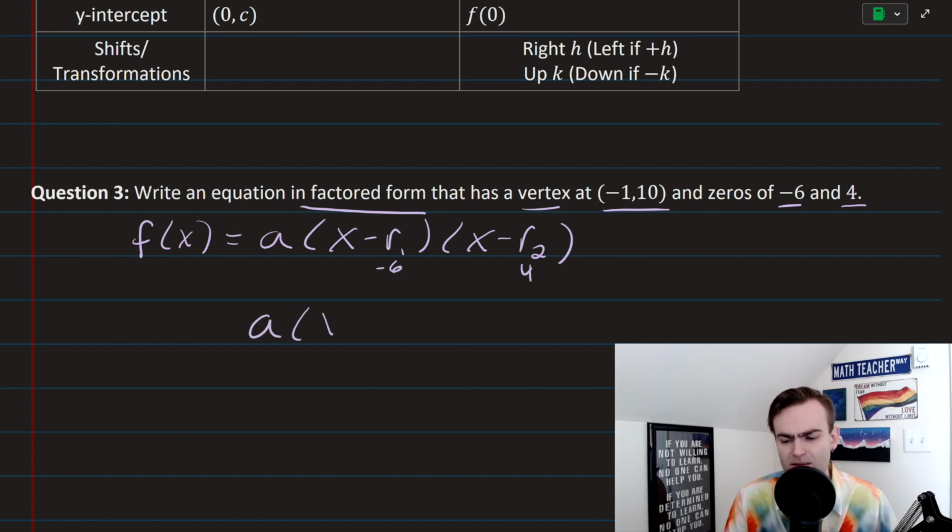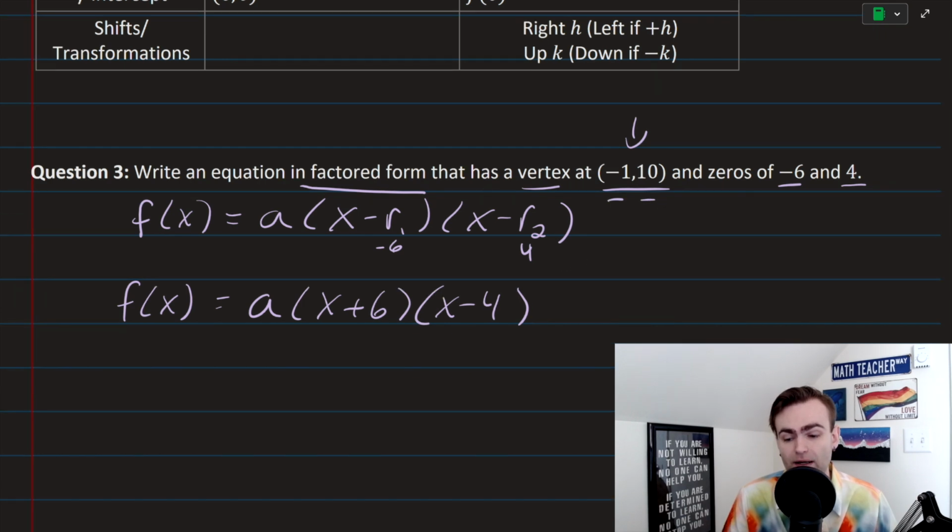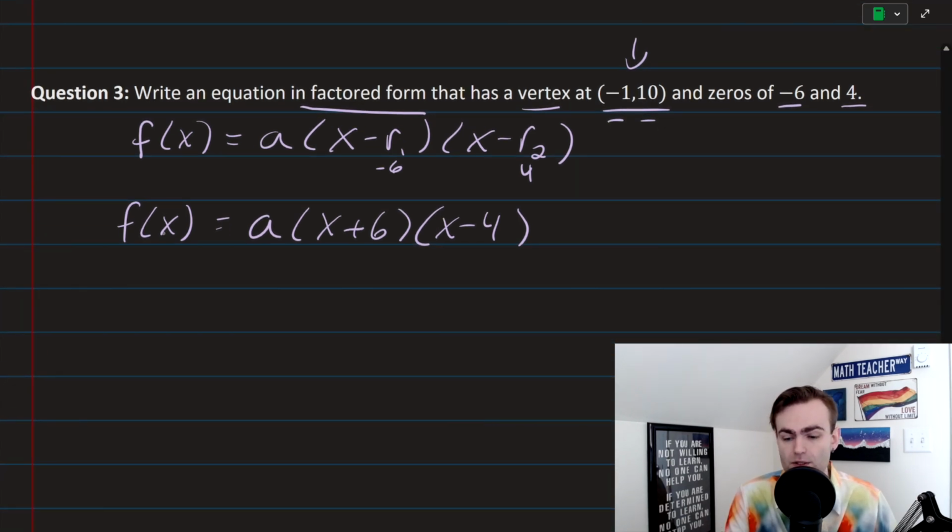So we get a times (x minus -6), or plus 6, times (x minus 4). But we're not done. We're not done because we don't know what the a is. But they gave us an extra point. They gave us the vertex. So we're going to plug this in for x and this in for y and see what happens. So f of x is our y here. So this is going to become 10 equals a, because we still don't know what that is, times (-1 plus 6) times (-1 minus 4).